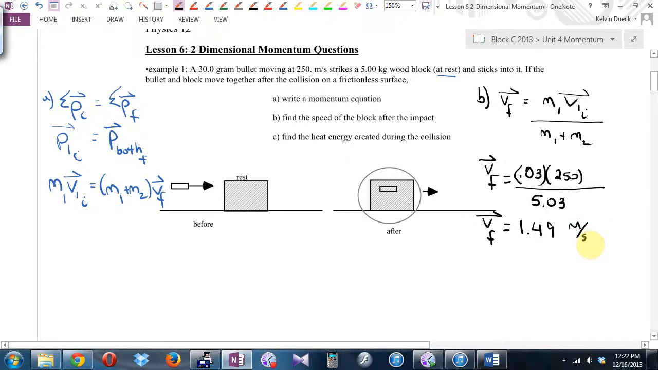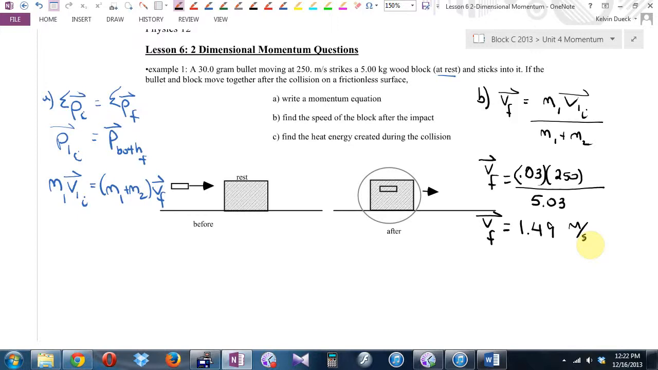By the way, if you knew the speed they moved off at, could you work your way backwards and find how fast the bullet was traveling? In other words, Nate, look at equation A. If I knew V final, could I find V initial? And this is starting to lead you to what we used to call the ballistic pendulum.